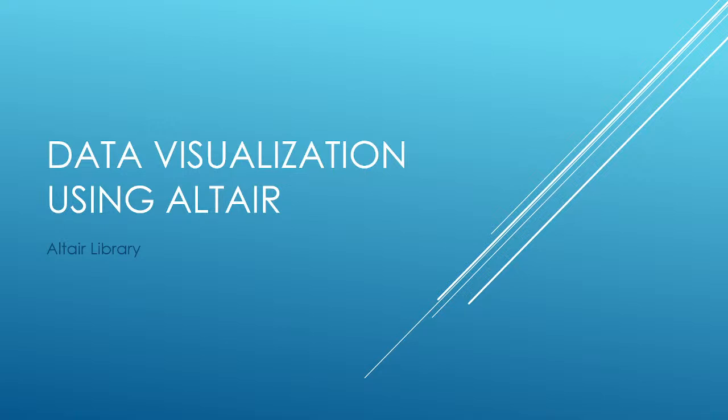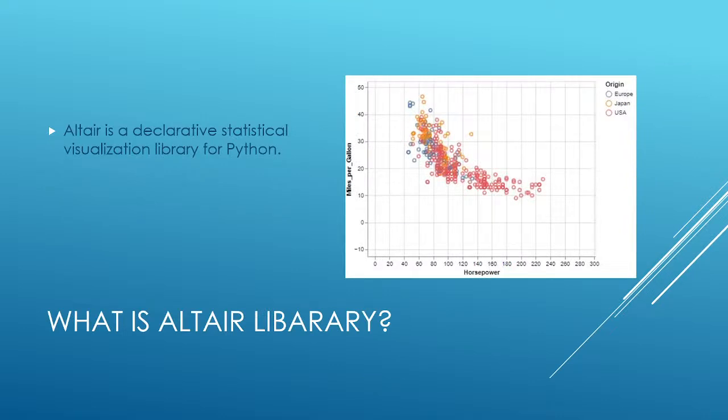Because this particular library is a declarative statistical visualization library for Python, which helps you build a wide range of visualizations in a quick time because of its very powerful and concise visualization grammar, right? With Altair you can spend more time understanding your data and its meaning because its API is written in a very simple, friendly and consistent manner.